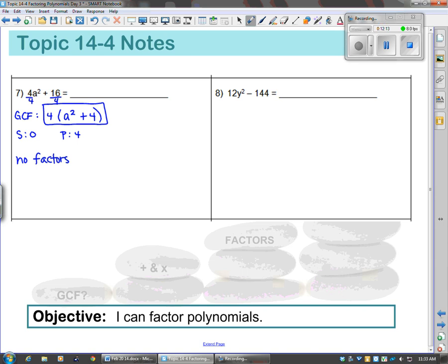Number 8, GCF is 12. When you divide the 12 out, you're left with y squared minus 12. Again, your sum is 0 and your product is negative 12. Since 12 is not a perfect square, again, there are going to be no factors that meet that criteria. So we go back to this.